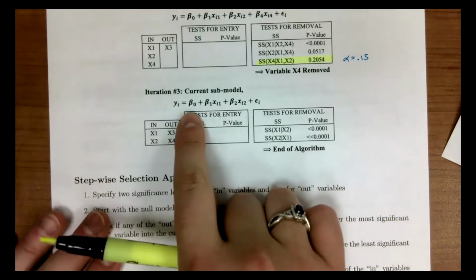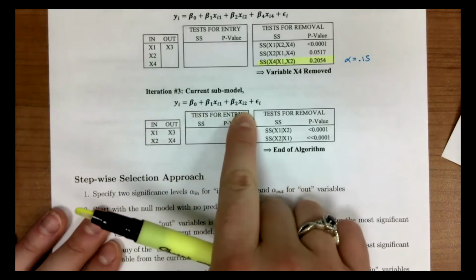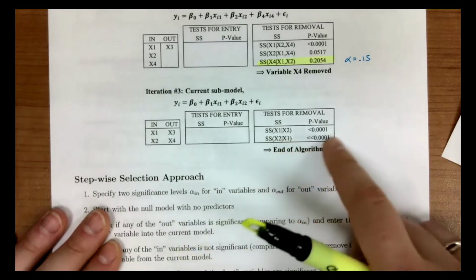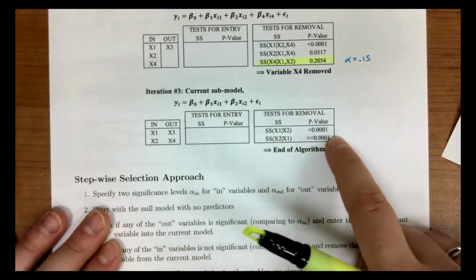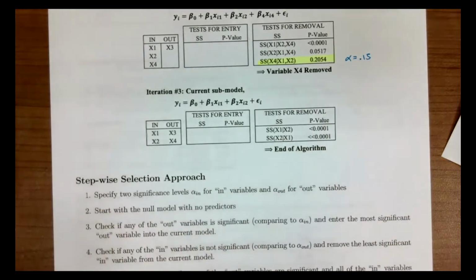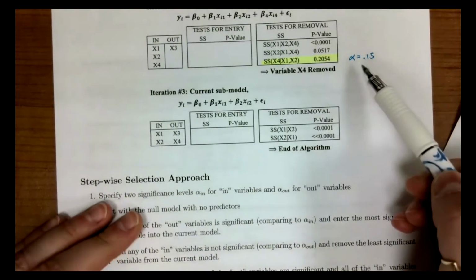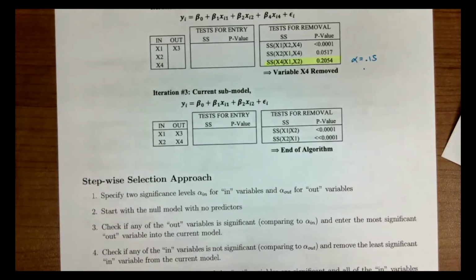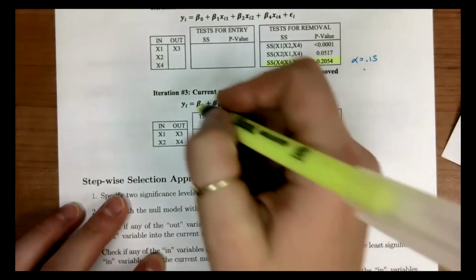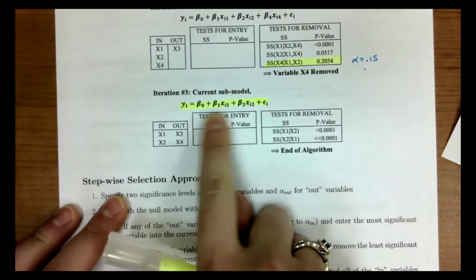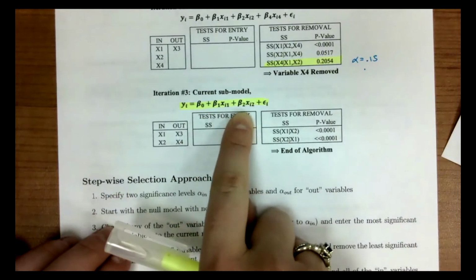So now we have the model with our intercept, beta 1, beta 2. We're going to look at our partial tests, and we're going to see that both of these p-values are small, and we're going to stop our algorithm. They're small, and they are also smaller than our alpha level. That's why we're stopping. So the best model based on backward elimination with an alpha of 0.15 is our model with beta 1 and beta 2 in it.